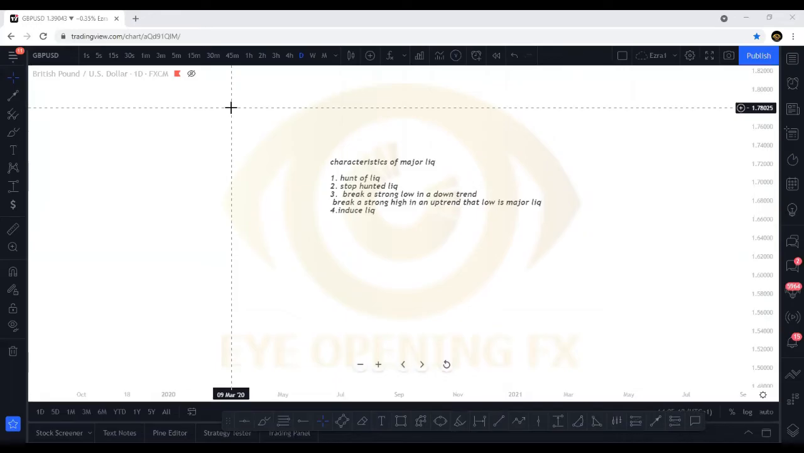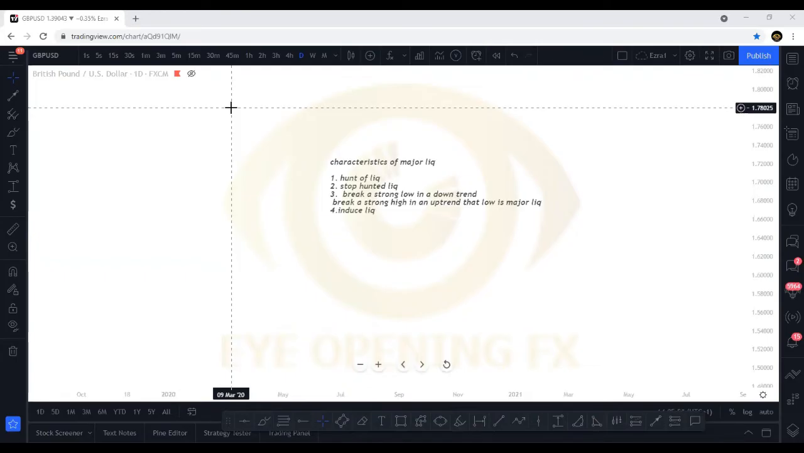Today we'll be discussing, firstly, the characteristics of a major liquidity. The second is point of interest. The third is structure. The fourth is the model that we trade. The fifth is inducement. So this is all that we'll be doing today. Firstly, we start with major liquidity.